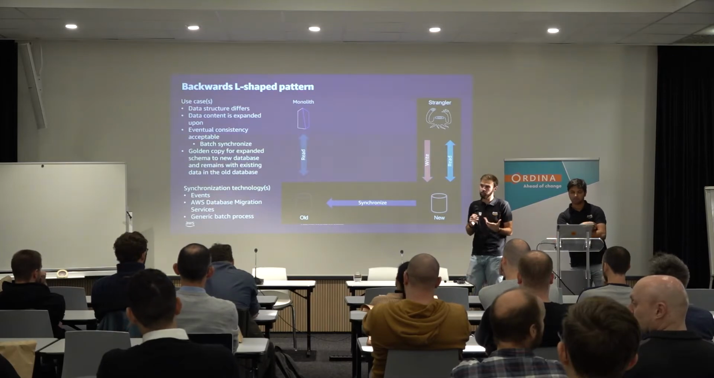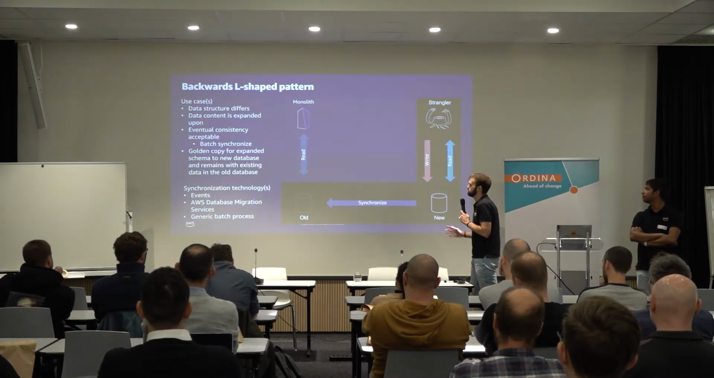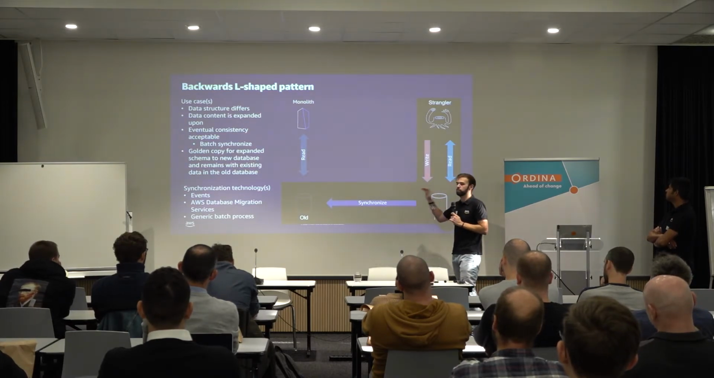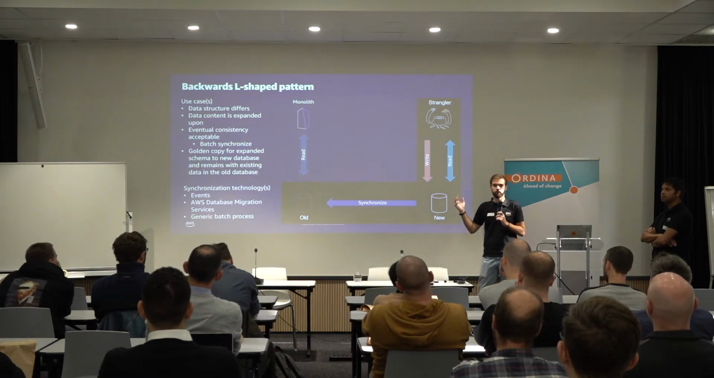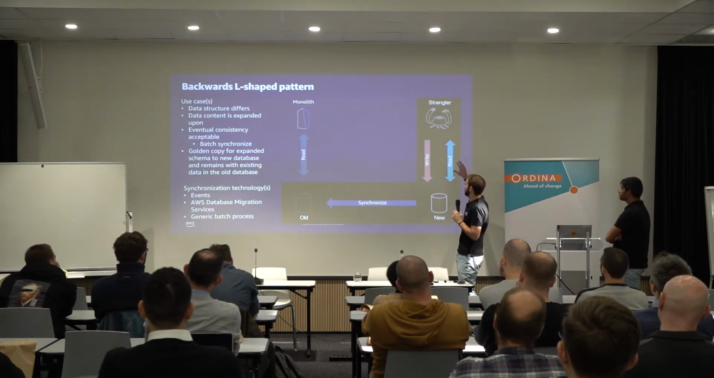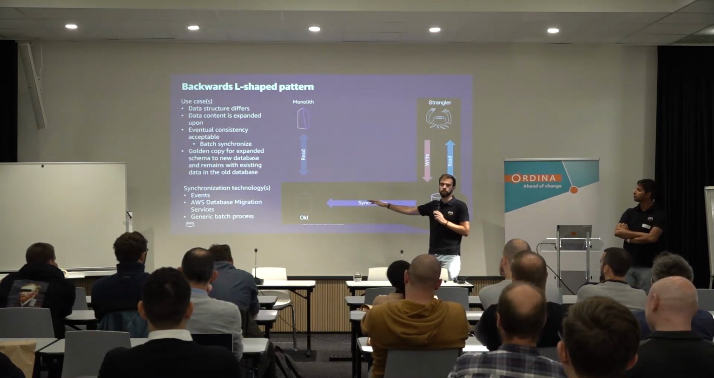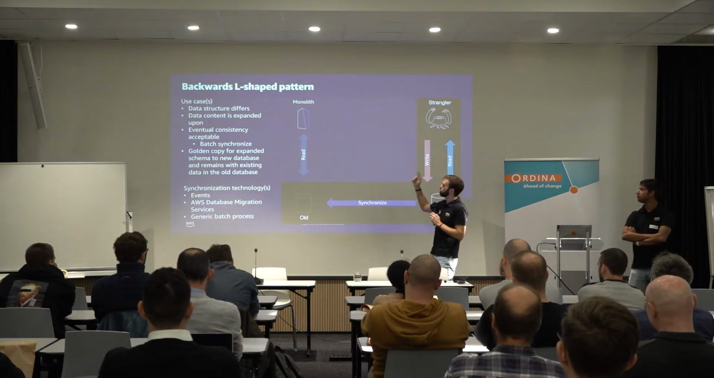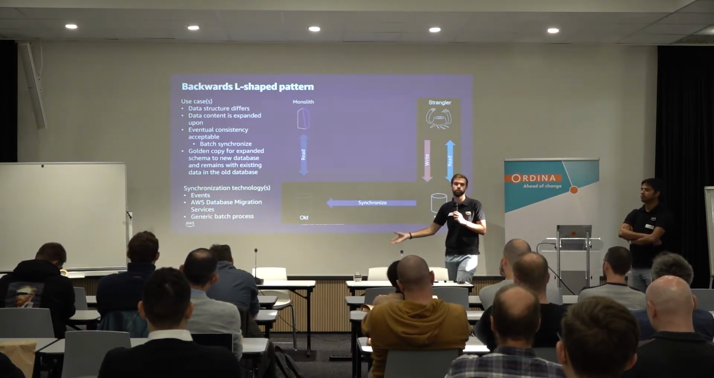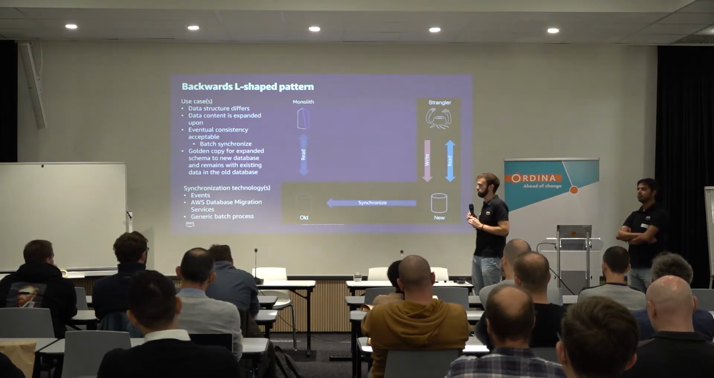The opposite pattern is the backward L-shape. The idea is that in this case, you would move the write functionalities to the new microservice that you created. You can read and write from the new data source, and in this case, you need to synchronize the data back to the old data source when the functionality that is still part of the monolith needs to read the data to fulfill that functionality.